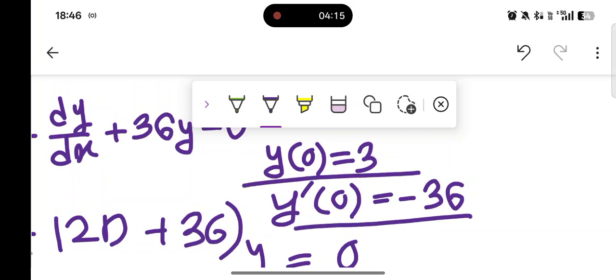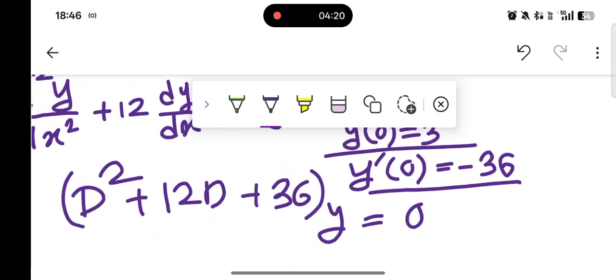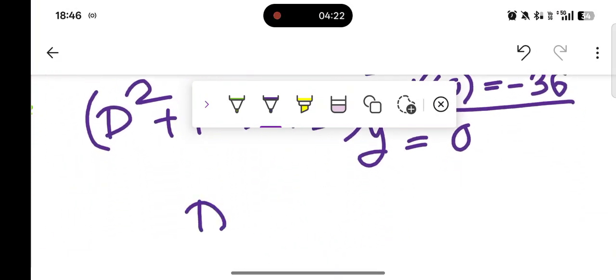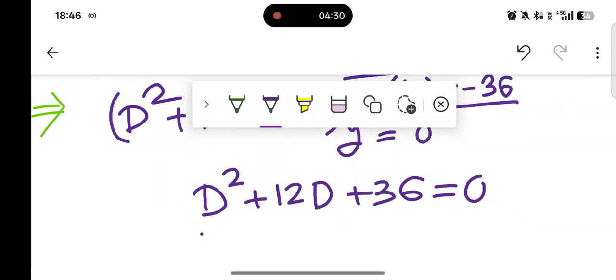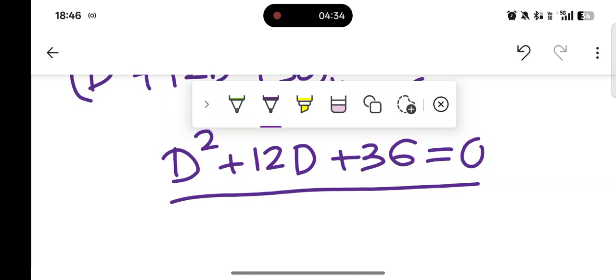Because t is not mentioned here, so this is a boundary condition. However, how can we calculate the CF? We just have to solve this polynomial, which looks like d squared plus 12d plus 36 equals 0. We have to find the solution of this polynomial.